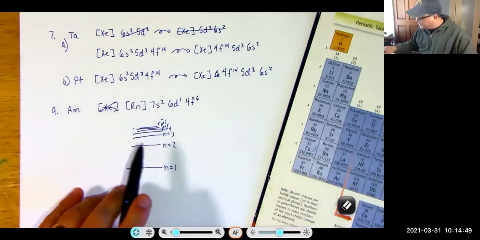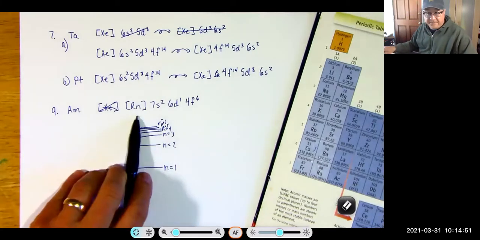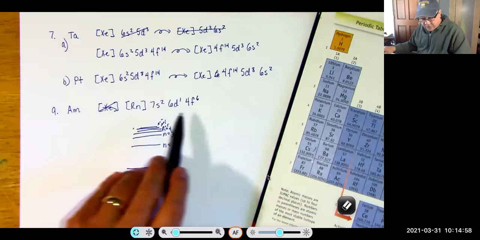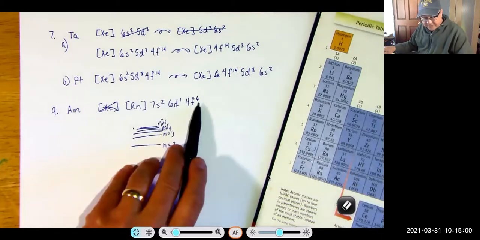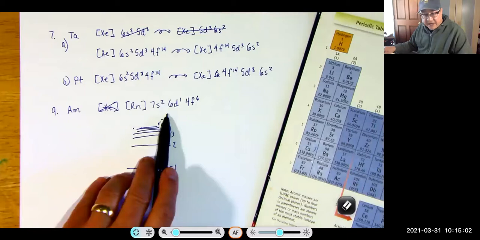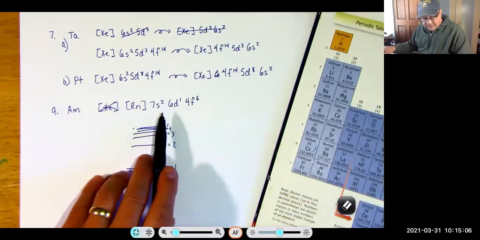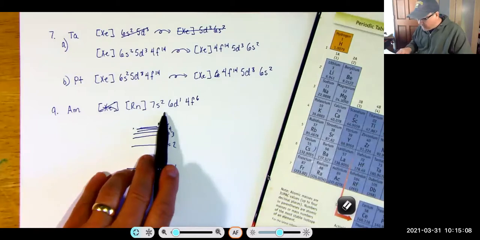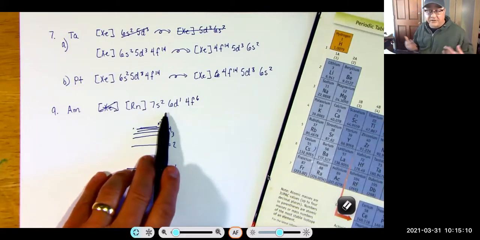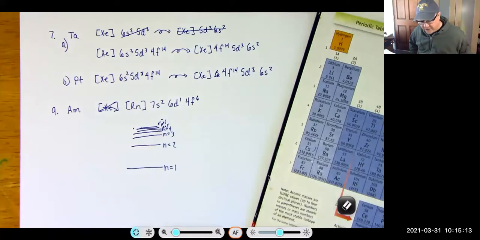And we can double check to make sure that we're looking good by counting up. Radon has 86 electrons, right? Because its atomic number is 86. And here we have 2 plus 1 plus 6, which is 9. So 86 plus 9 is 95, right? So we have 95 electrons written here. And if we look at americium, it's got 95 protons and therefore 95 electrons. So at least that part looks good, right?